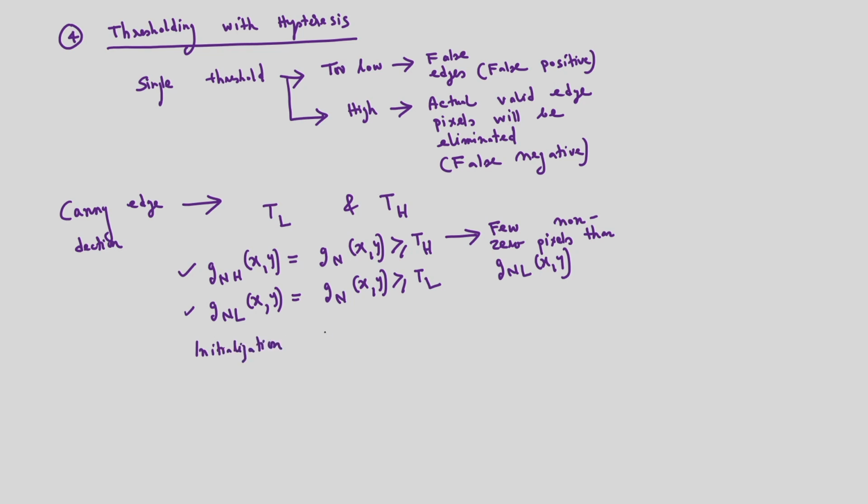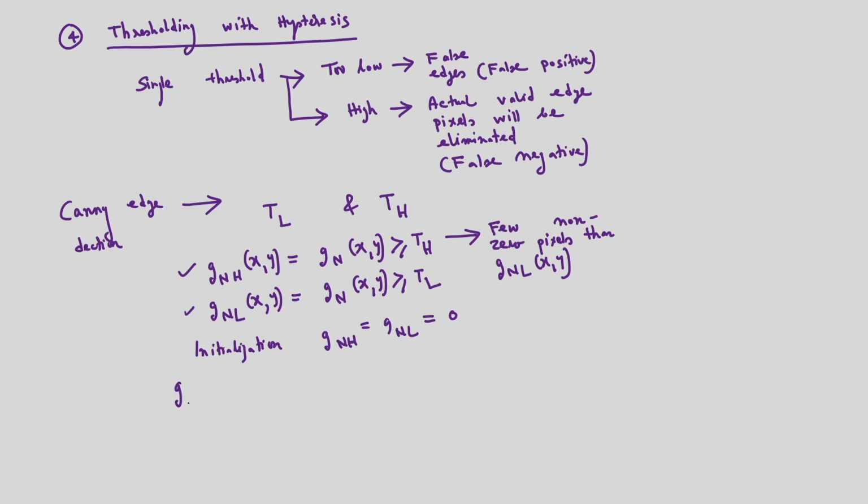So initialization, what I have to do, both the cases G_NH and G_NL, I initialize with 0. After this I can determine G_NH and G_NL.